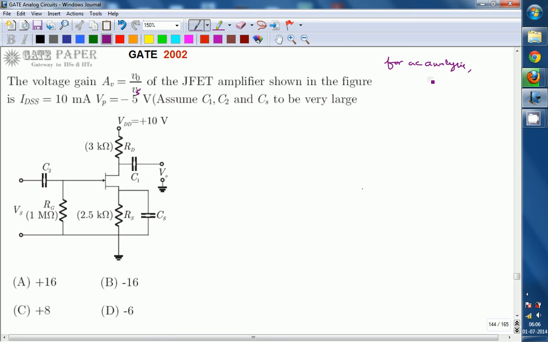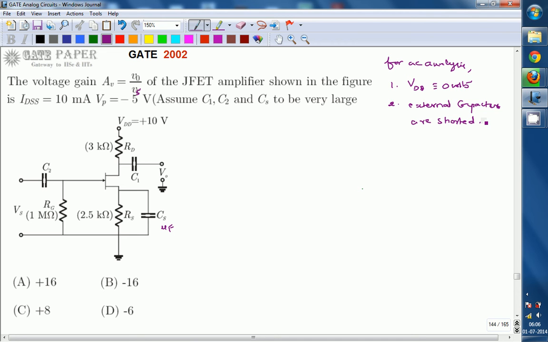Whenever you are going for the AC analysis, you must take care of this: the DC voltage source, here VDD, should be considered as 0. That is, the DC voltage source should be grounded. The second one is all external capacitors, which are generally microfarad capacitors. All external capacitors act as short circuits. Capacitors are shorted. So these are the two things to be considered.